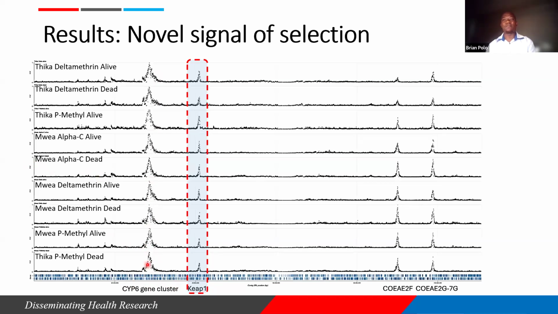We also observed a selection peak at KIP1, particularly in samples that were collected from central Kenya. And here, what we are showing are just samples that were collected from central Kenya. Besides CYP6, we also saw peaks at the carboxylesterase gene, but we did observe a peak at the KIP1 gene for samples that were collected from central Kenya.